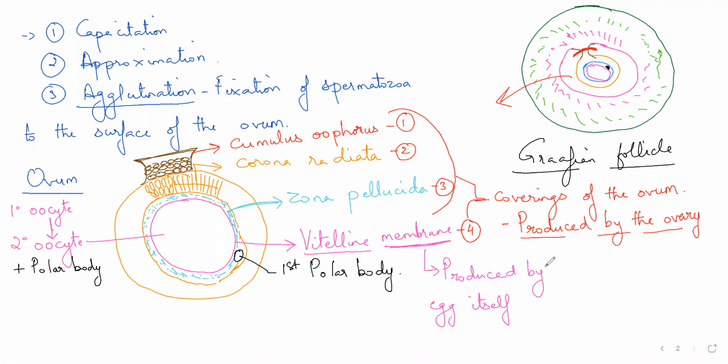So the membrane which is produced by the egg itself is known as the primary egg membrane. And the membrane which is produced by the ovary, which is secondary in origin, this is secondary egg membrane.